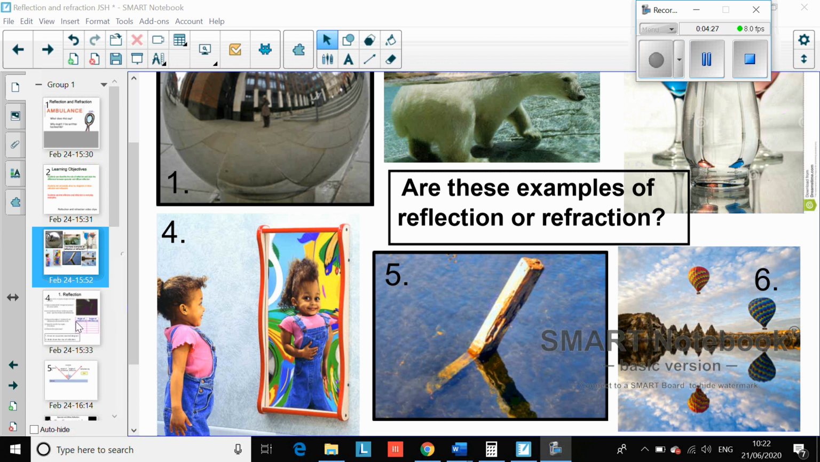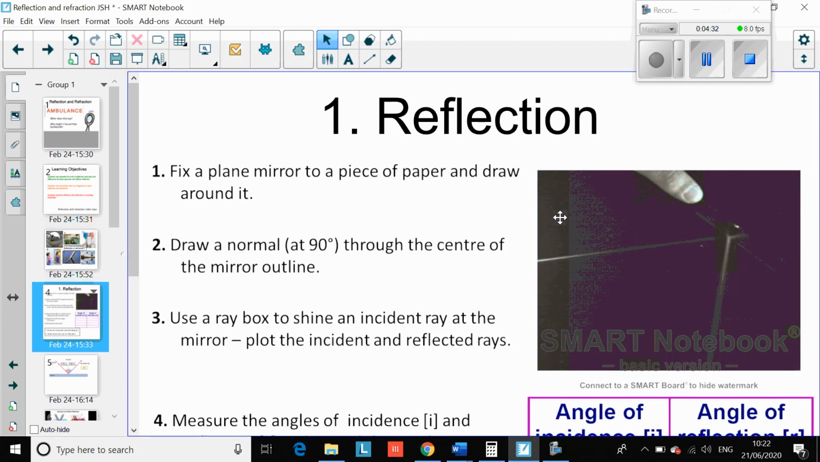Okay, right, so we're going to focus on reflection first because we can get through that quite quickly. So this is the experiment we would have done, and what we would have done was fix a plane mirror to a piece of paper and draw around it. Draw a normal at 90 degrees. Now remember, a normal is simply an imaginary made-up line which we use to help us measure the angles. Hopefully you remember that from year 7.